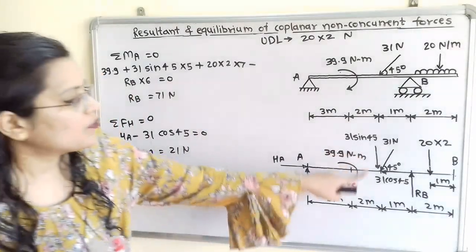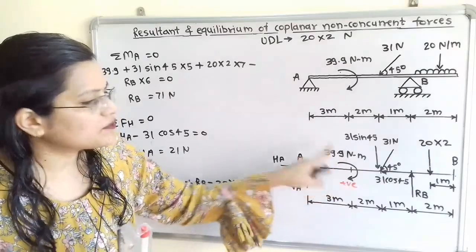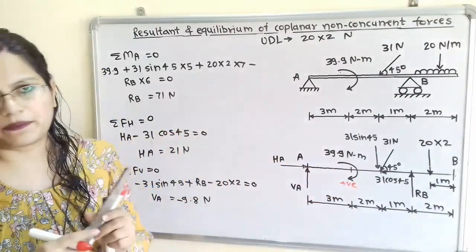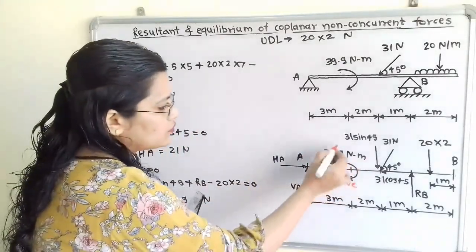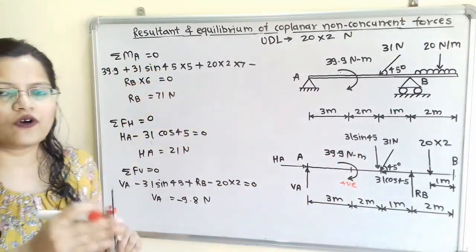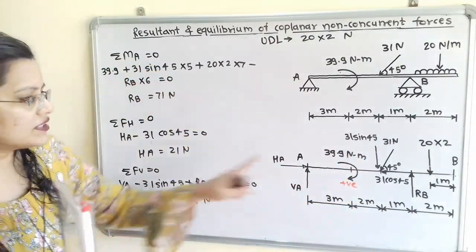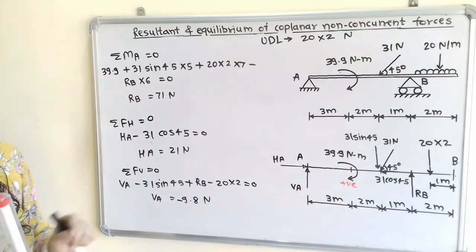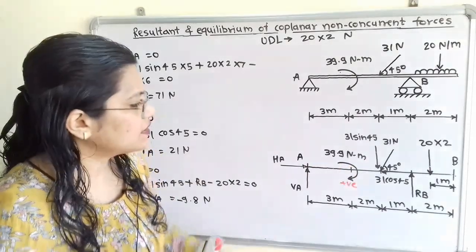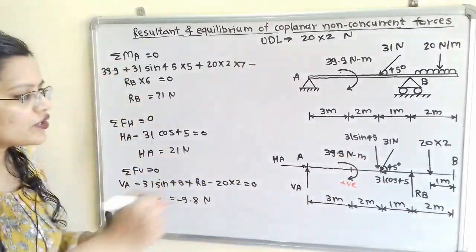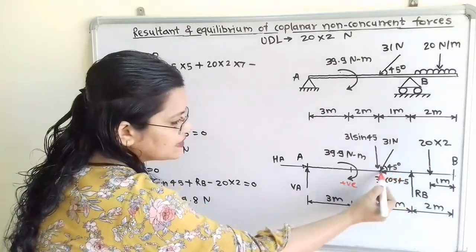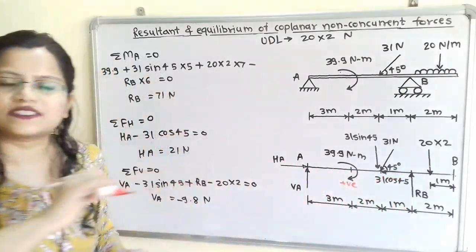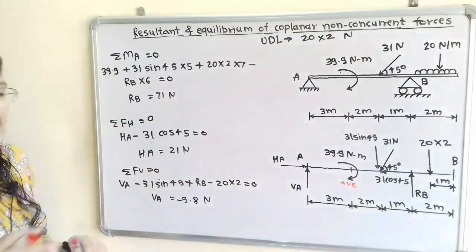So this moment is given in terms of force multiplied by perpendicular distance. This whole value is nothing but force multiplied by perpendicular distance. So we will directly write this. Now we will move to the next. So next is 31. So horizontal component, if I extend the line of action, then it is passing through A. So perpendicular distance is 0.